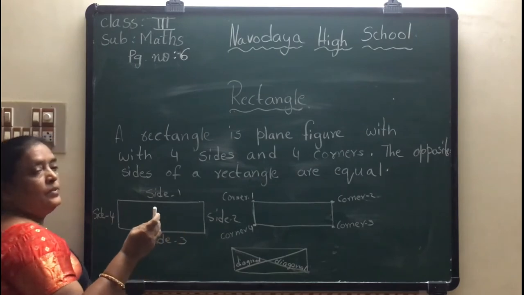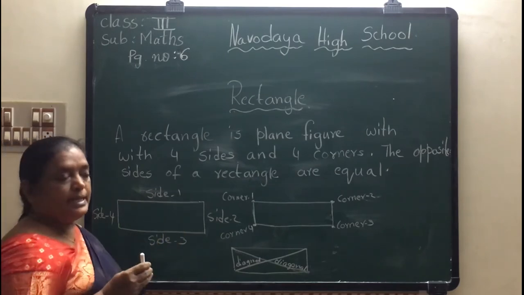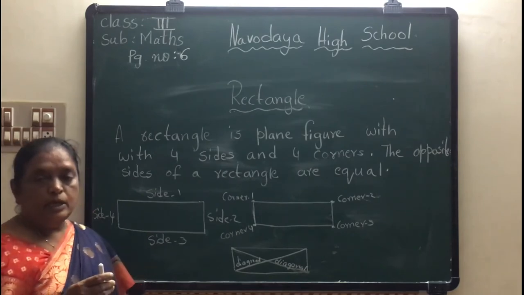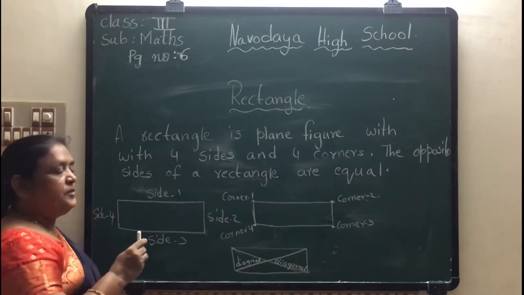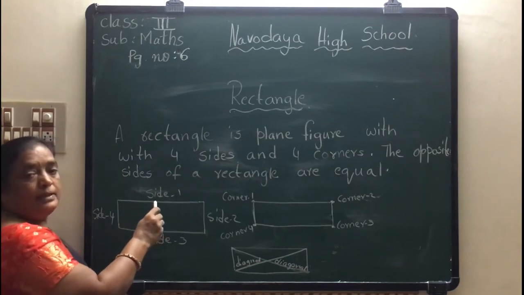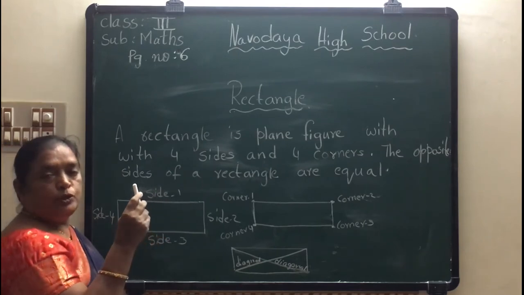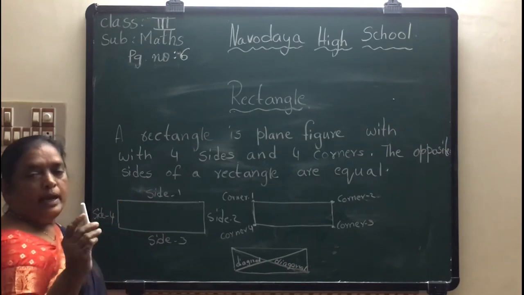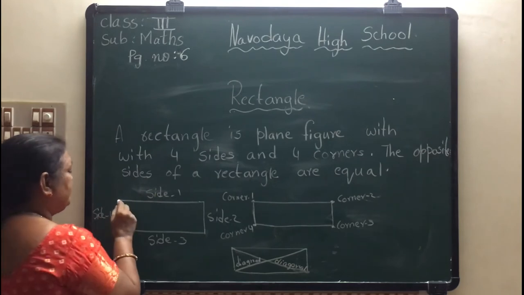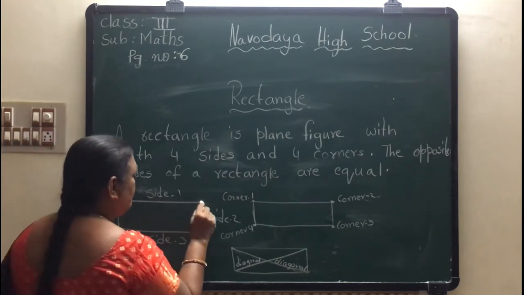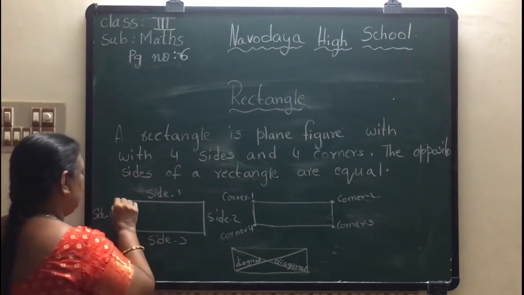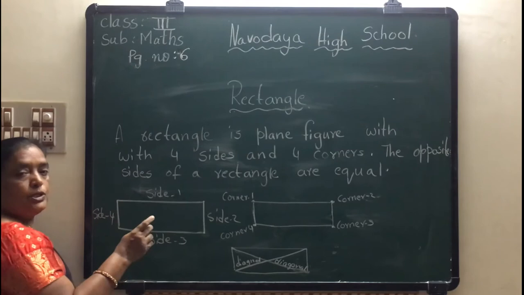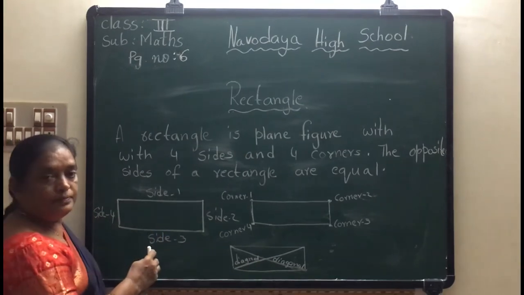Now let us see, for this rectangle, how many sides, how many corners and how many diagonals are there. Now let us see the first figure, rectangle. Children, look at the board. Don't look this side and that side. Sit quietly, look at the board and learn. Now see the first figure. This is the first one. You also can open your books and draw this figure, children.